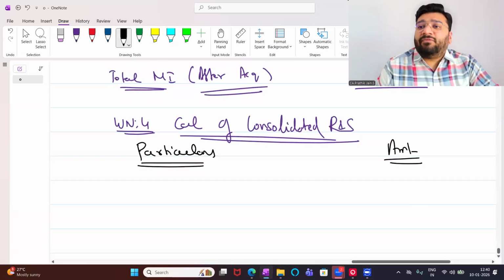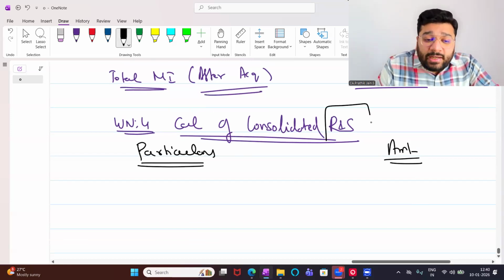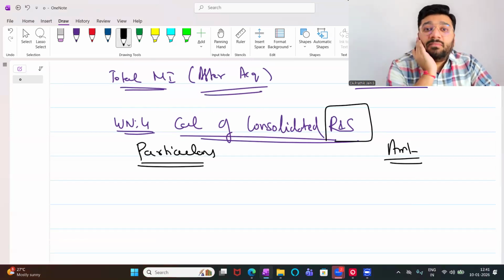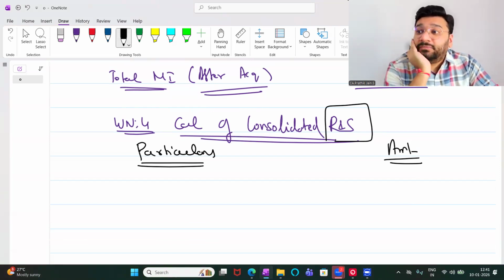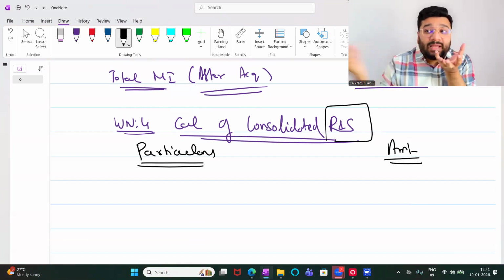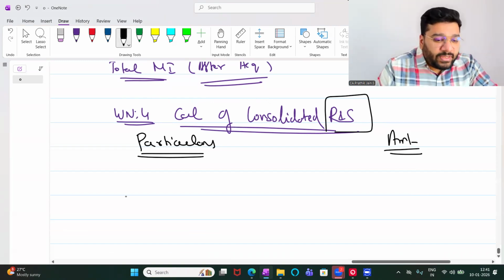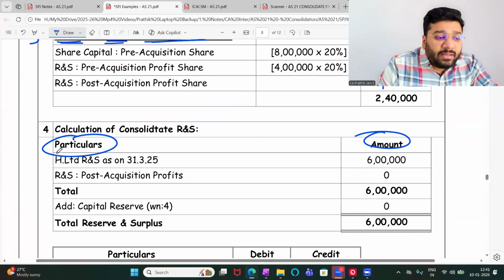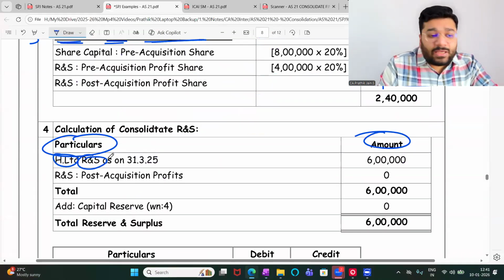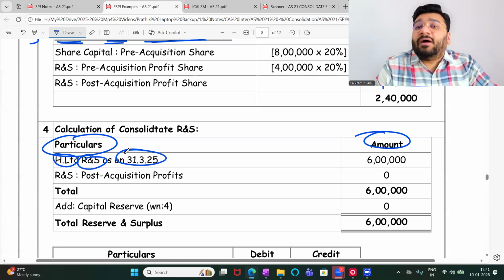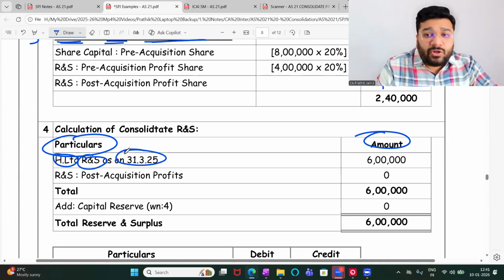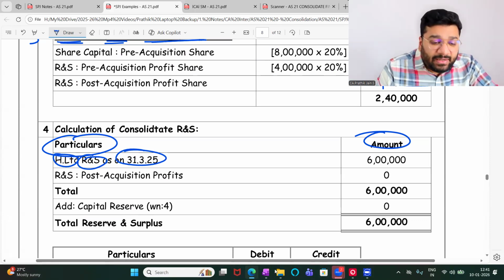We have to prepare the consolidated reserve and surplus. What do you understand by the term consolidated reserve and surplus? A reserve and surplus which is consolidated means holding company's reserve and surplus plus S Limited's. Both the reserve and surpluses should be consolidated. Okay, not okay. So what we'll record first is always the holding company's reserve and surplus as on that balance sheet date. Whenever you're doing consolidation, as on that date, what is the reserve and surplus of H Limited? That I will take. Any problem?